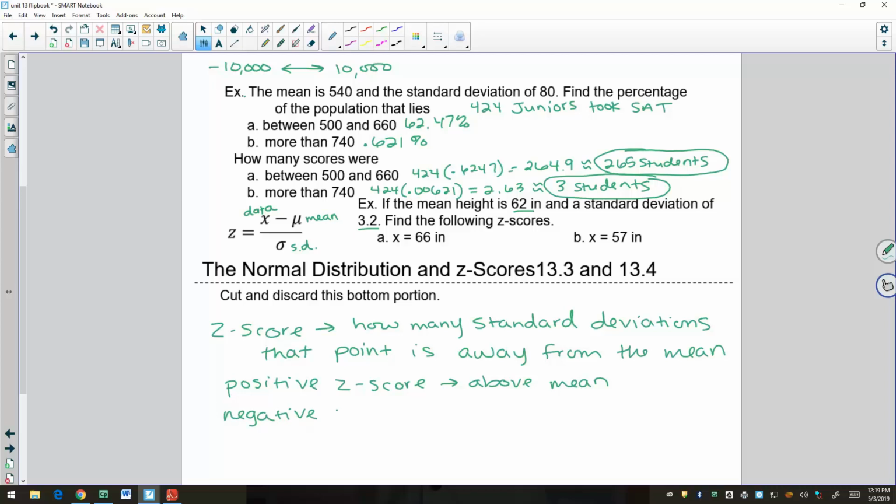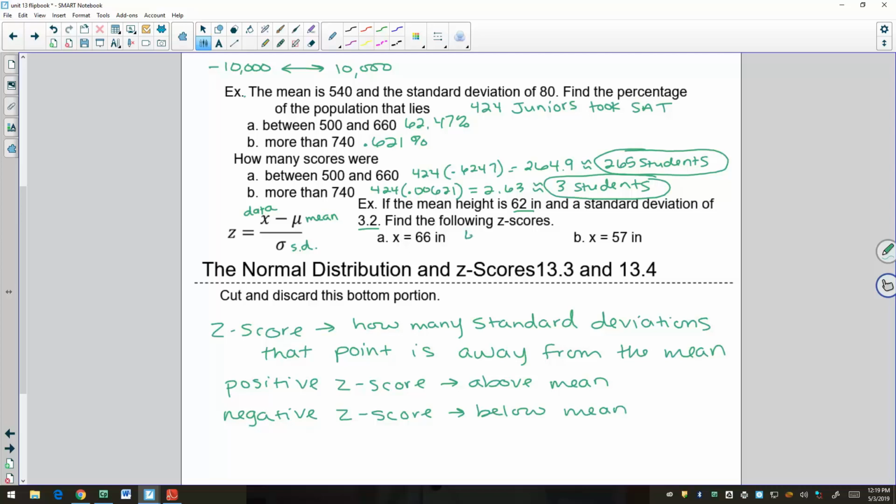It always has to be your data minus the mean. Don't ever change it to be the mean minus your data point, okay? Because you want to know if you're above or below, like which way on that curve do you fall? Do you fall to the right or the left? So you have to do your data minus the mean.